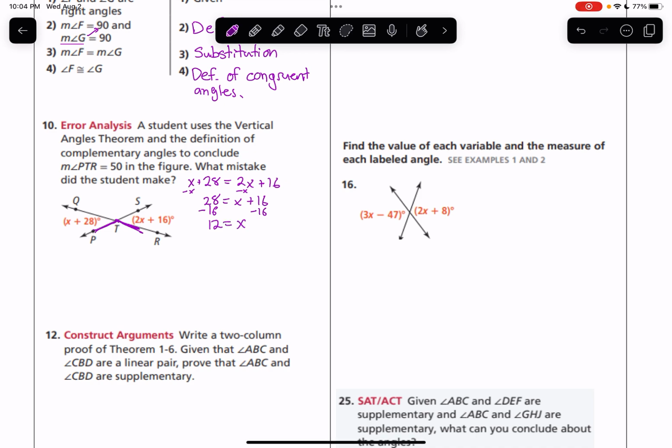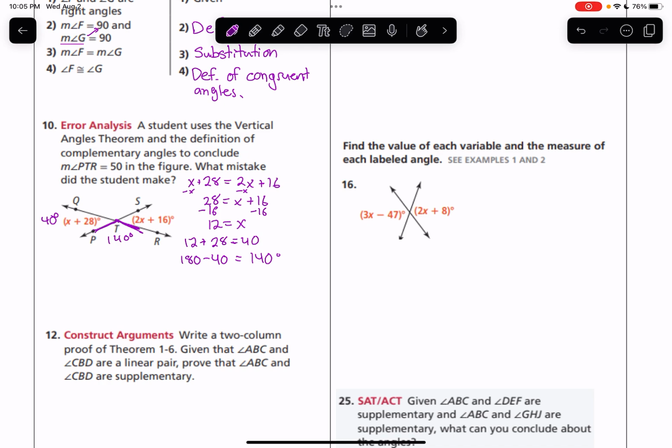So then we have to figure out what the measure of angle PTR is. So we can plug it into one of our two angles that we know. So if we plug it into angle QTP, that's going to be 12 plus 28, right? And that's, of course, going to equal 40. So we know that this angle is 40 degrees, which also means the angle across from it is 40 degrees. And so to find the measure of angle PTR, that's a linear pair. That makes a 180-degree angle. So we can do 180 minus 40 and get 140 degrees. So that's what the measure of angle PTR actually is.